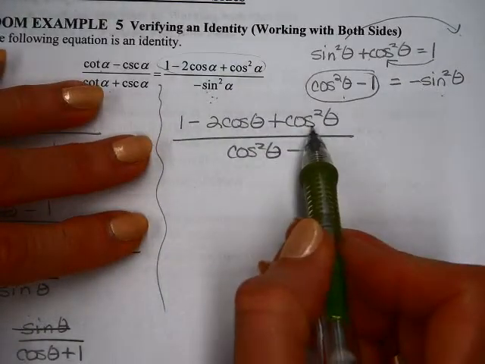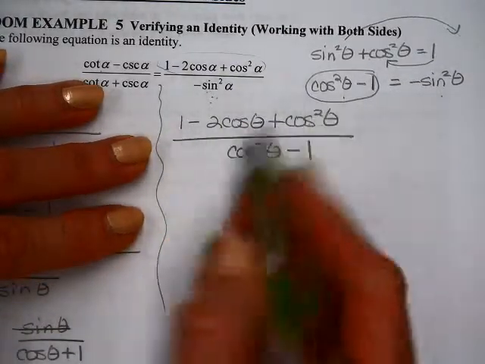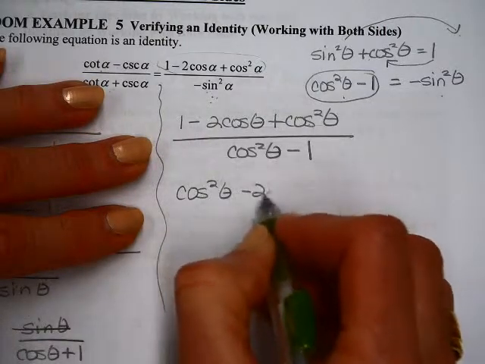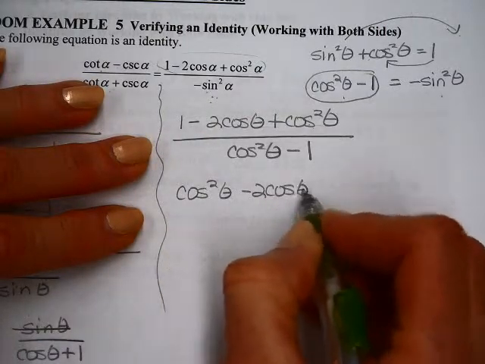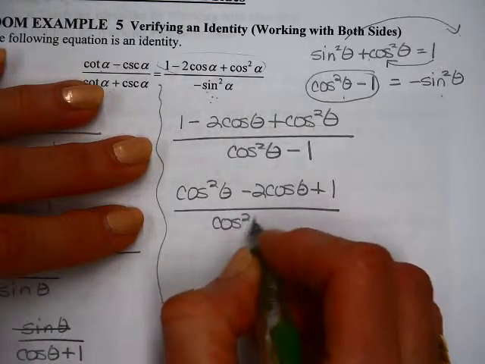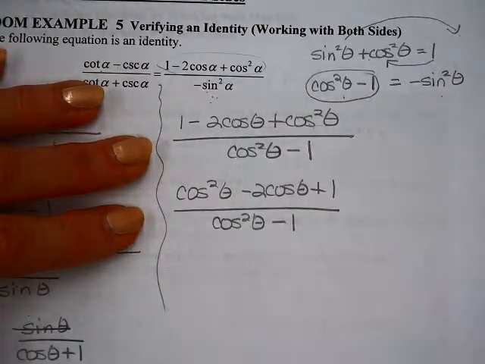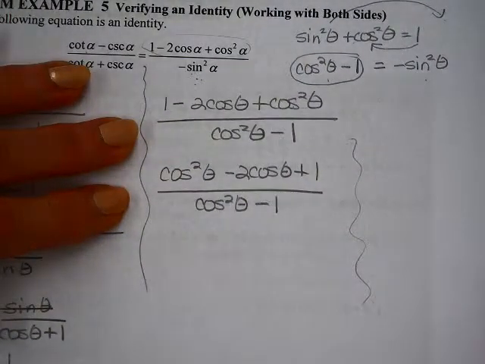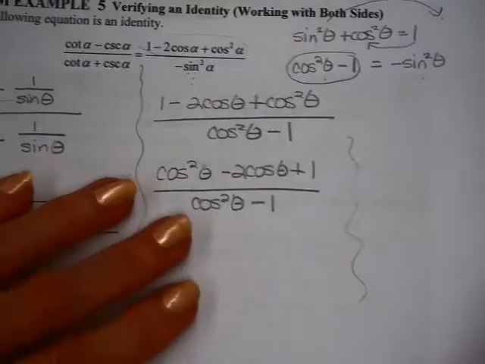Well, if I rearrange the order on this top one and put cosine squared theta minus 2 cosine theta plus 1, if I just rearrange the order, maybe you'll see what I'm fixing to do. All right, here's my scratch word. Factoring.